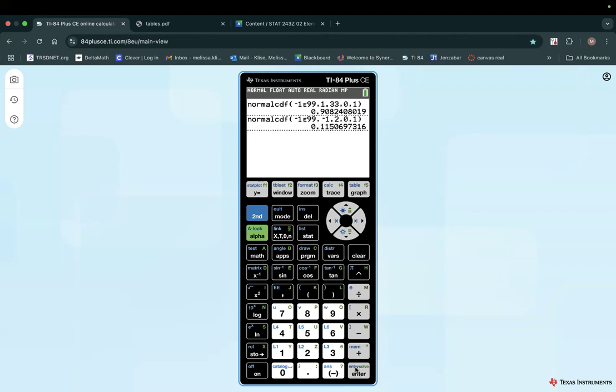So that's the same number they got on the PowerPoint. It's about 11.5% chance of randomly choosing, or the proportion of our normal curve that has z-scores less than negative 1.2. Questions? We're going to do greater than in a second.